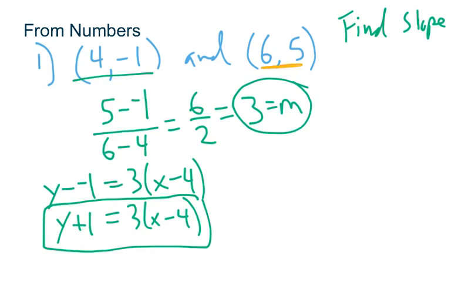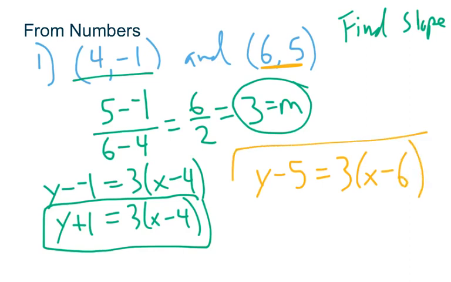Or I could use this one. And again, this is why it's annoying for the teacher, because when I'm grading this, I have to look out for both answers. And so this one would be y minus 5 equals 3 times the quantity x minus 6. There you go. And so that's how we write equations in point-slope form.